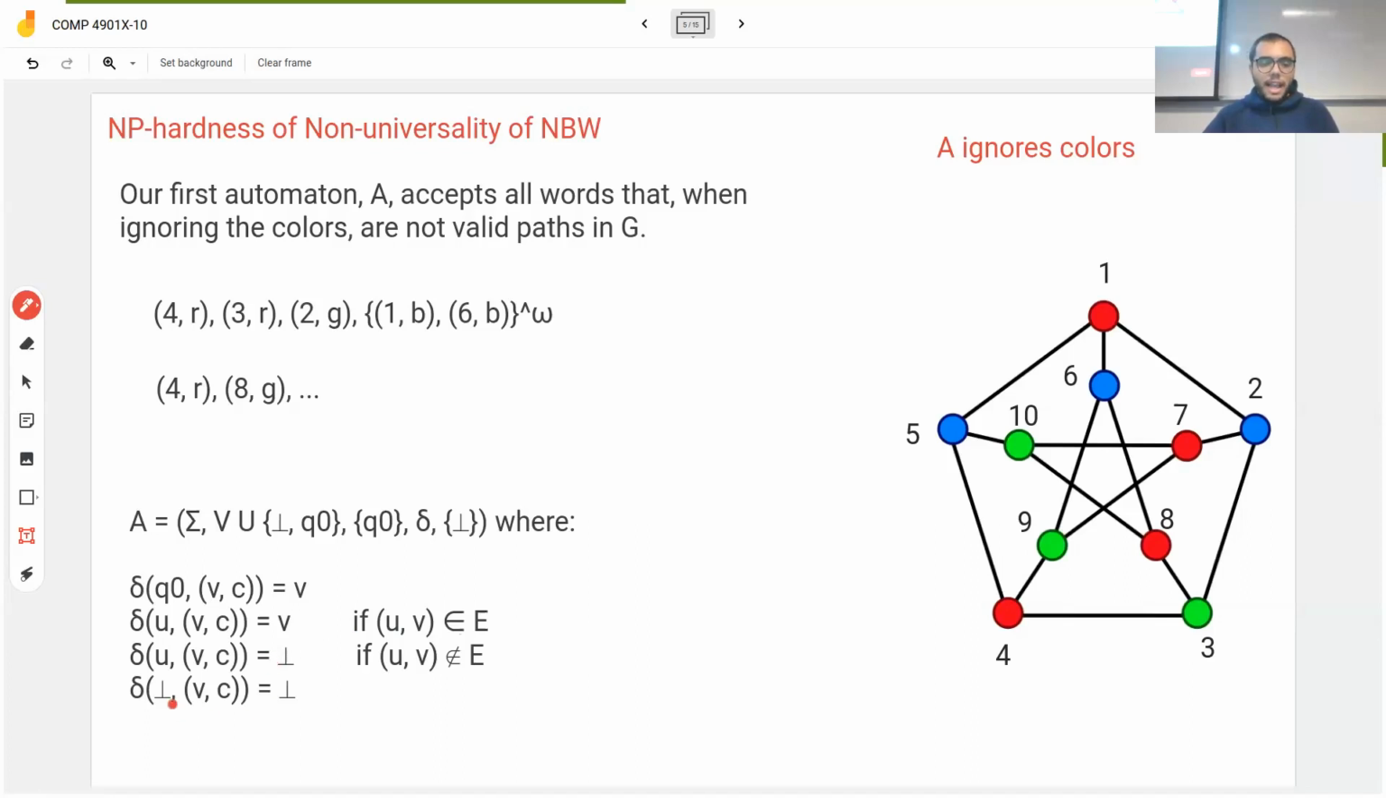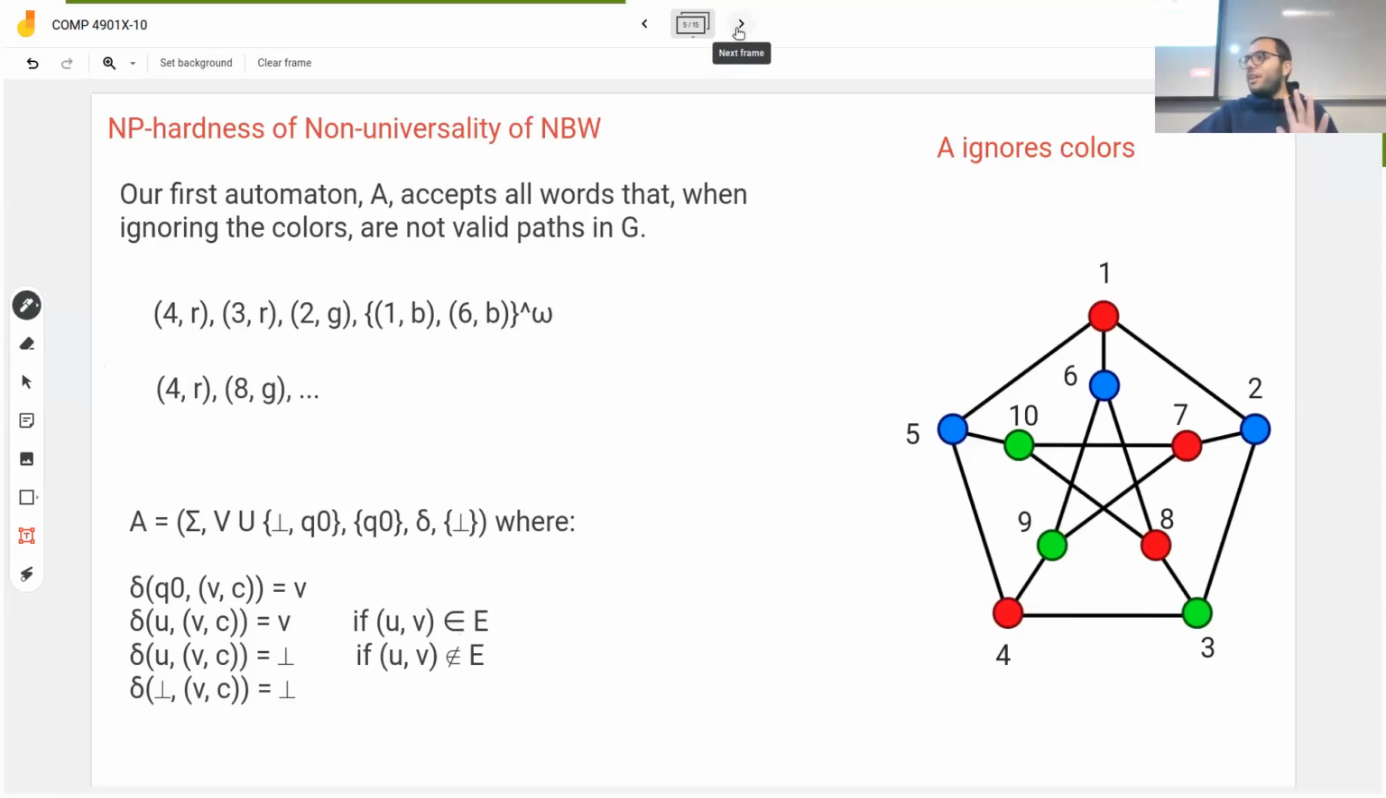Okay? And from the bottom state, I always remain in the bottom state, no matter what I read. And then my accepting states, T, is just my bottom state. So my automaton accepts anything that gets stuck, any path that cannot really exist in the original graph, which is exactly what I wanted. So my automaton A accepts any sequence where, ignoring the colors, the list of vertices is not a valid path in G. Okay, that was my first automaton.